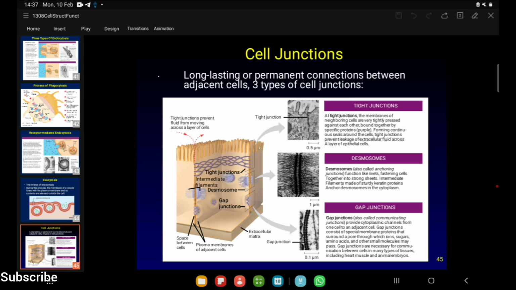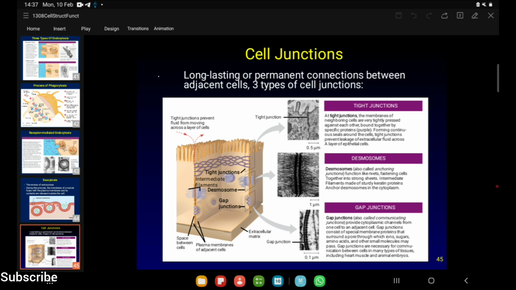Tight junctions: the membranes of the neighboring cells are very tightly pressed against each other, bound together by specific proteins, forming continuous seals around the cells. Tight junctions prevent leakage of extracellular fluid across a layer of the epithelial cells.